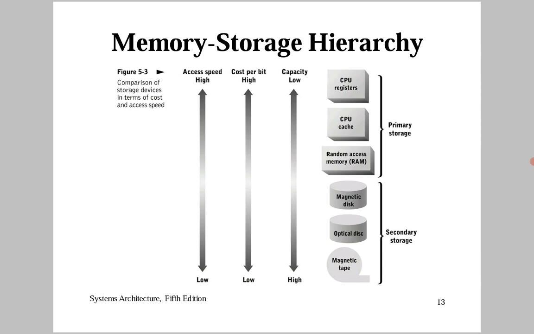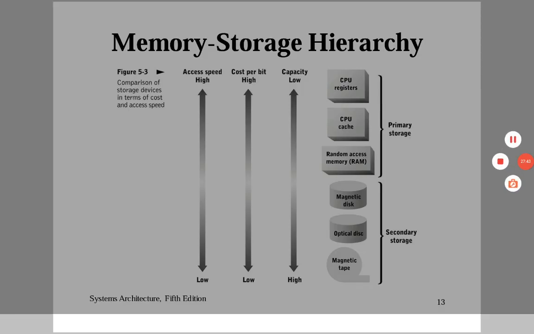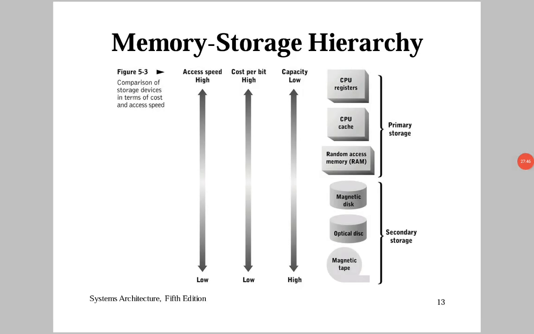Next is secondary storage devices like magnetic disks, optical disks and magnetic tapes. The capacity gradually increases from magnetic disk to magnetic tapes. Capacity is low for magnetic disk, whereas it is very high for magnetic tape. And cost is very high for magnetic disks compared with magnetic tapes. Similarly, access speed is also very high for magnetic disks compared with magnetic tapes.